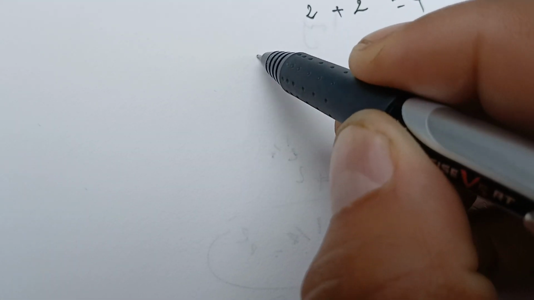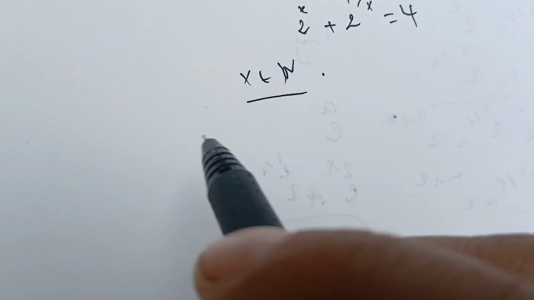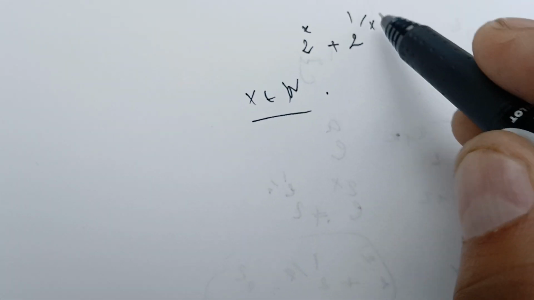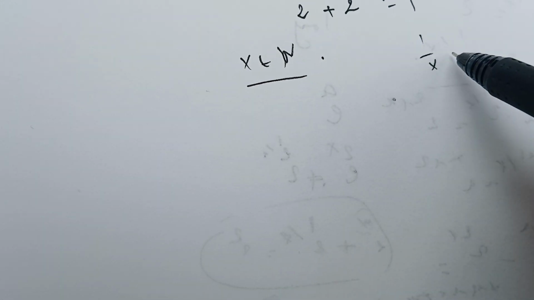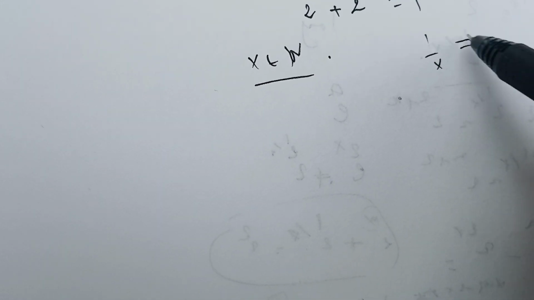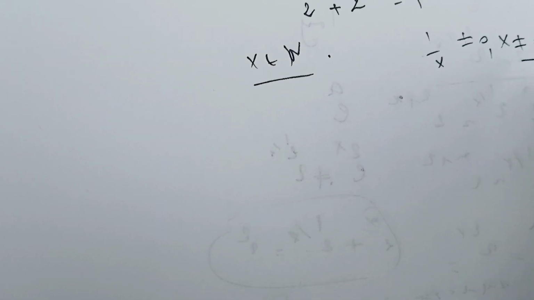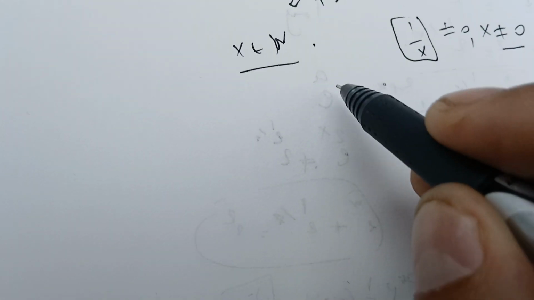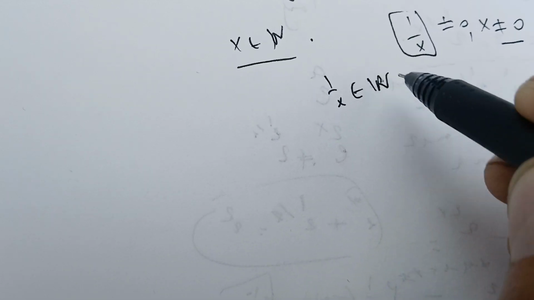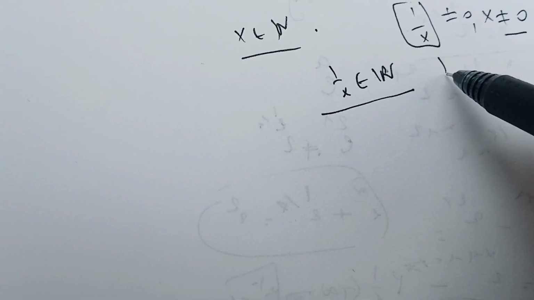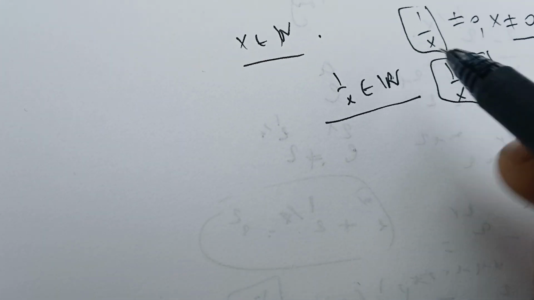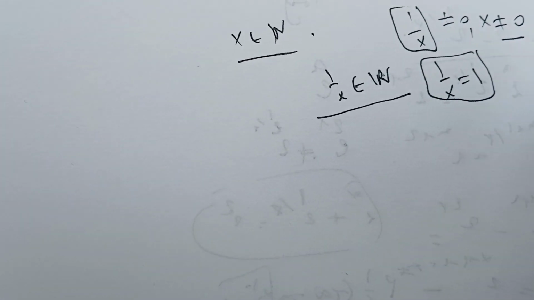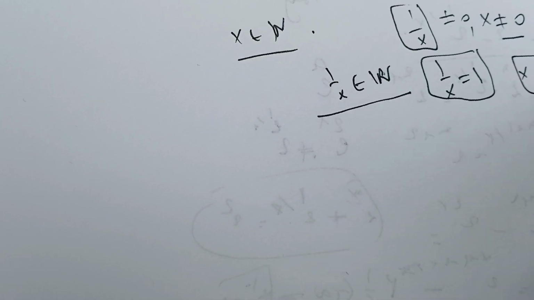So first we assume that x is a natural number, x is in N. But here we see that 1 over x has to be different from 0. That means x is different from 0. In N, to have 1 over x be in N, that means 1 over x has to be 1, because 1 is the only one that can be written in this form. But this means that x is 1.